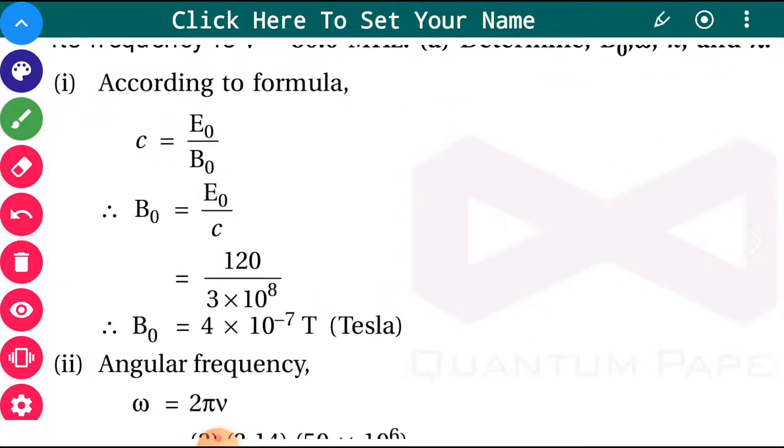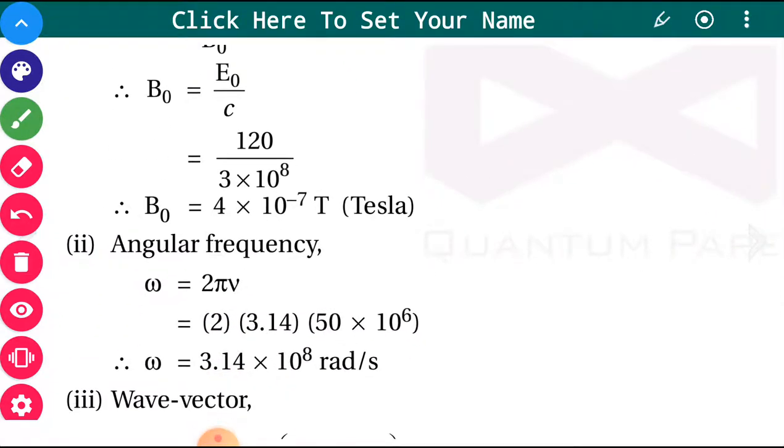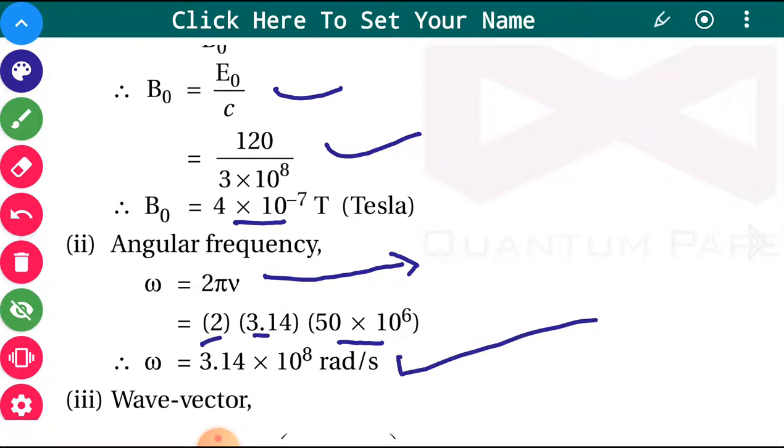Okay, c is E0 upon B0, so B0 can be calculated as E0 upon c. You can easily do this by placing the values. B0 we got. Now omega can be calculated as omega is equal to 2 pi nu. Nu is given, 2 pi values are known to you. So omega is 3.14 × 10 to the power 8 radian per second.